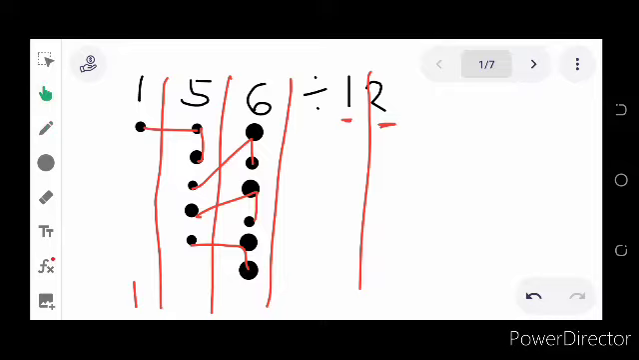To find the next digit of your quotient, go to the next column and again count how many connections have been started. So the next column after 1 is 5. Look at the 5 column and see how many connections have been started there.